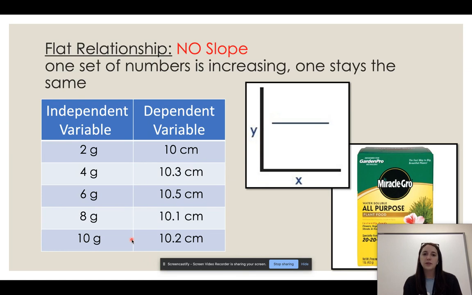This means that one set of numbers is increasing, but one stays the same. And so while I'm still increasing by the 2 grams of fertilizer, I'm not really seeing a drastic change in between. And so I get a flat line for my slope because the amount of fertilizer I'm using does not affect my plant height. And so I show that by just having no slope, by having that flat line. And it's really used when you can't see a lot of change over time.